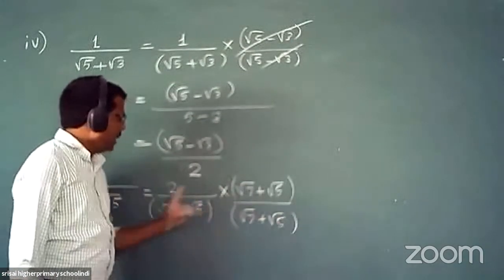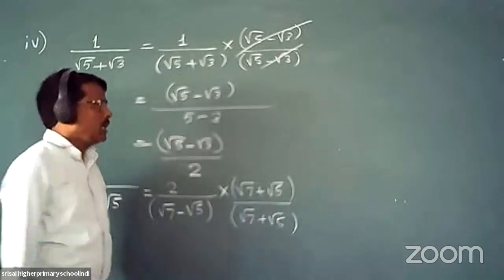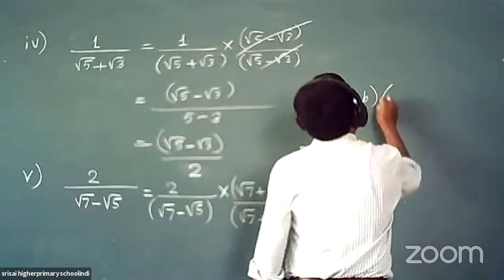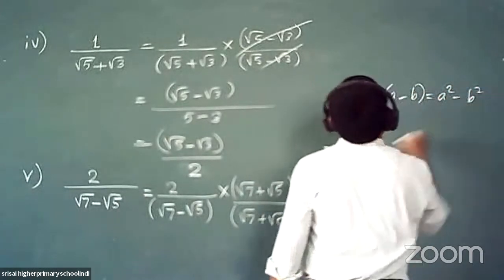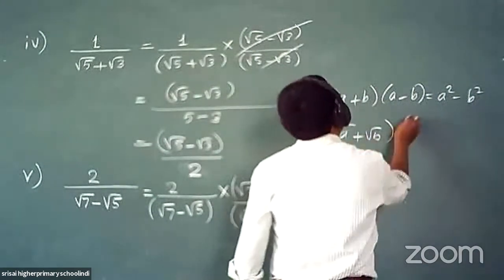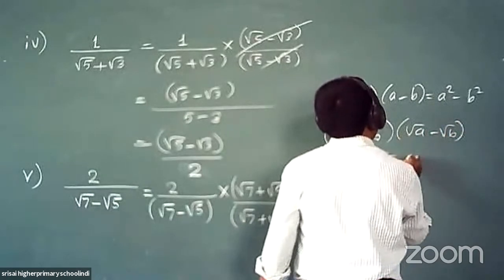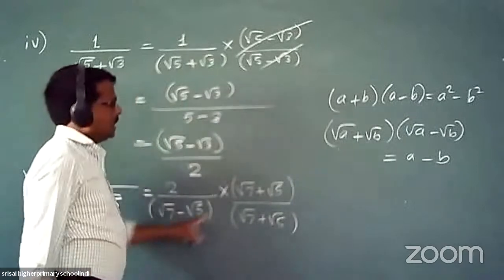A plus b, a minus b, then becomes a minus b. Understanding? This form should come. A plus b, a minus b, if it is there, we can write A square minus B square. Or if it is square root of A plus square root of B into square root of A minus square root of B, you can write A minus B. Okay. So if minus is there, here plus should come.